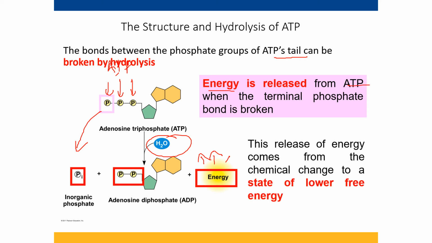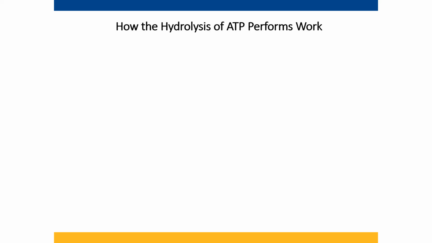And this energy comes from a chemical change to a state of lower free energy. So you go from ATP to ADP to finish in AMP. So when you have three phosphates, two phosphates, and this is monophosphate, so only one. This one, ATP, will have more energy, this one will have a little bit less, and this one will have even less energy. This hydrolysis of ATP can perform work.